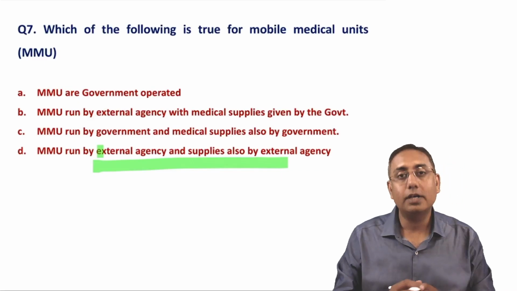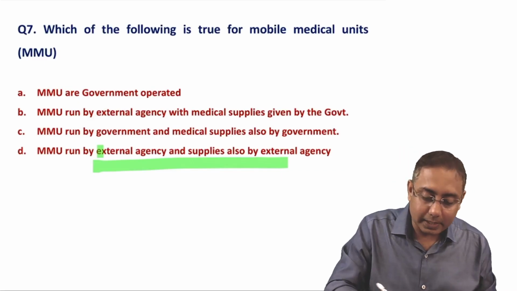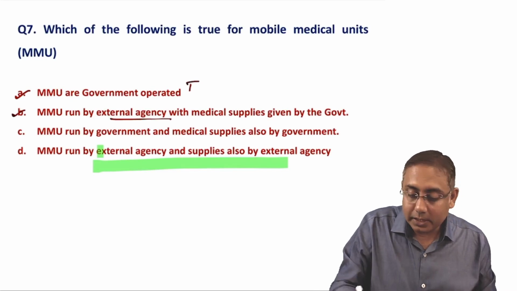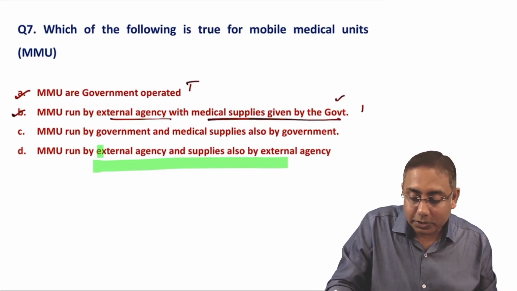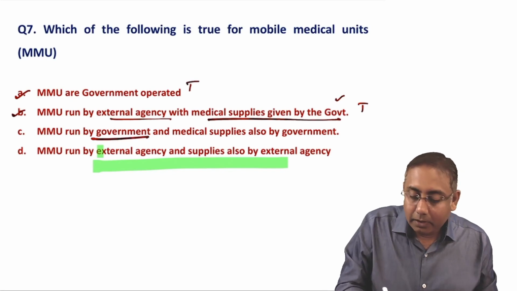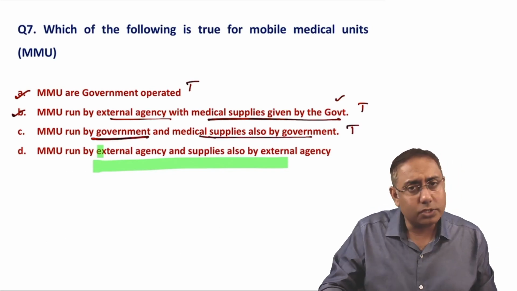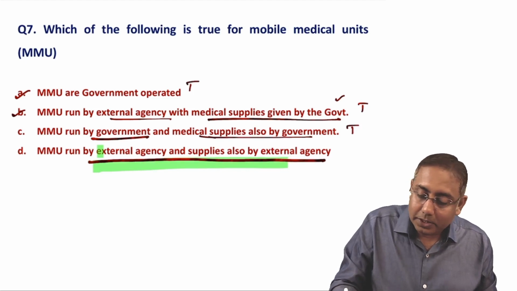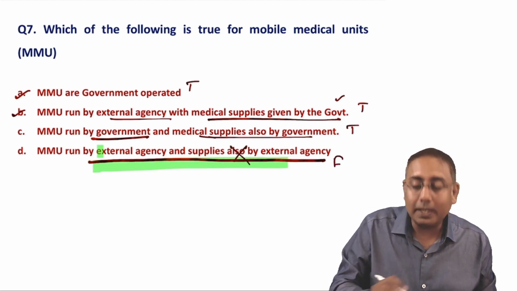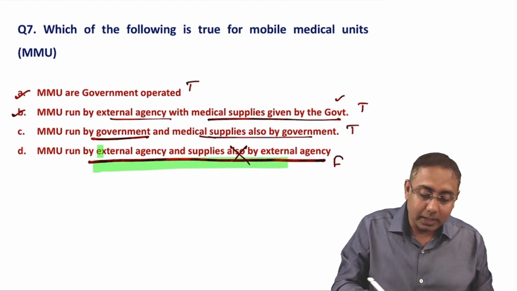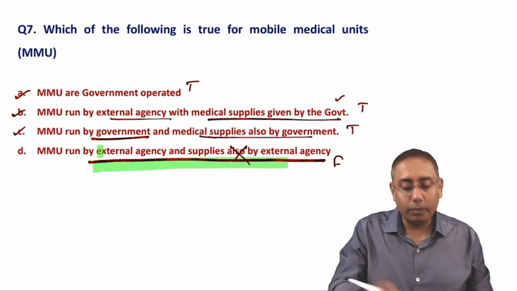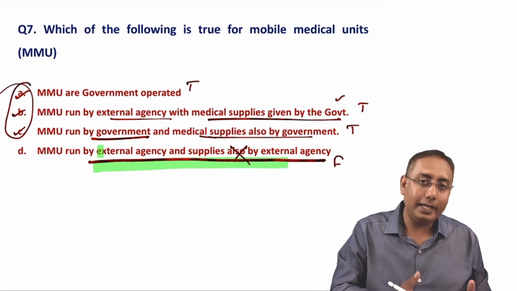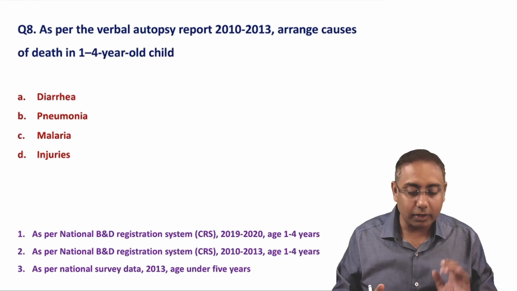So based on this, what is your best answer? Option A stands true. Option B is run by external agencies with the medical supplies by the government. This is also true. Run by the government and medical supplies by the government, this is also true. It is run by the external agencies and supplies also by the external agencies. This is false. So supplies cannot be by the external agencies. So which of the following is true? True would be options A, B and C. All three are true. In fact, D is the only option which is not correct.